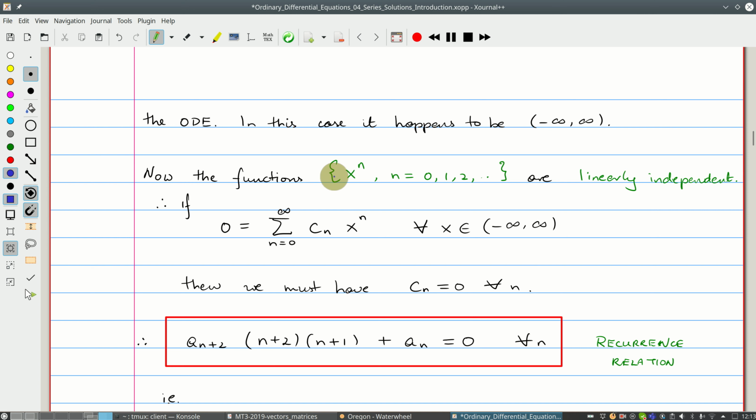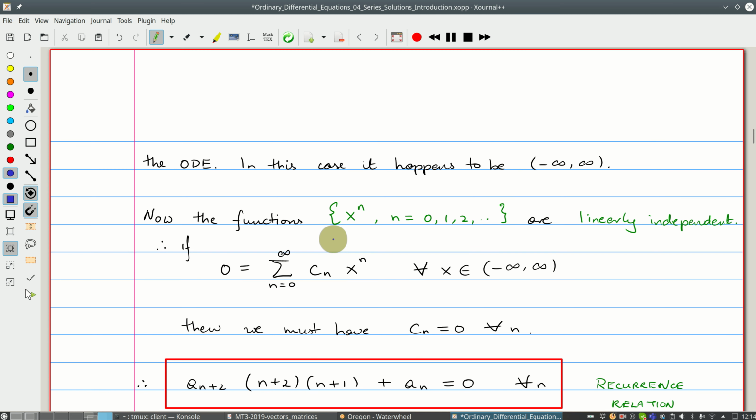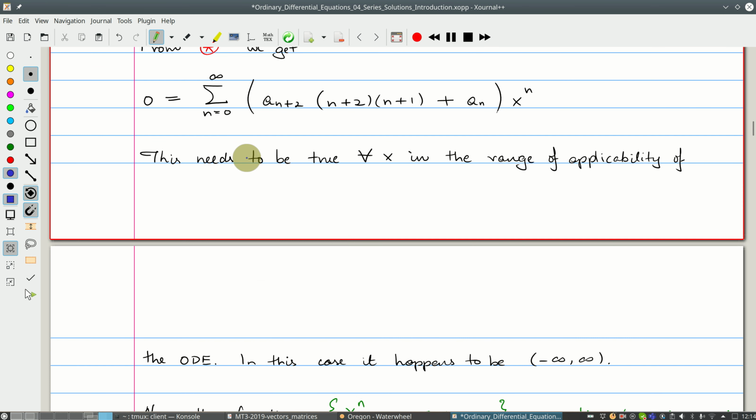Okay, so this is a set of linearly independent functions, and what we are saying is that 0 is equal to the sum of Cn times x^n. Now if this is true for all x in the range of applicability of this particular sum, which is minus infinity to infinity in this case, then the only way this can happen is if the Cn's are 0 for all n. In our case, our Cn is this term in the round brackets. This entire thing is the Cn.